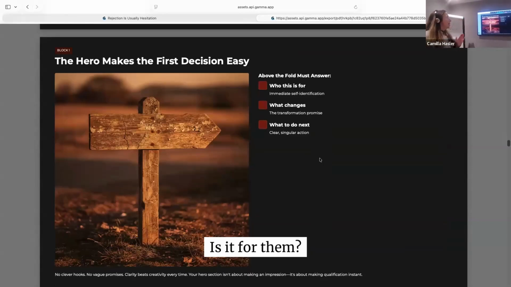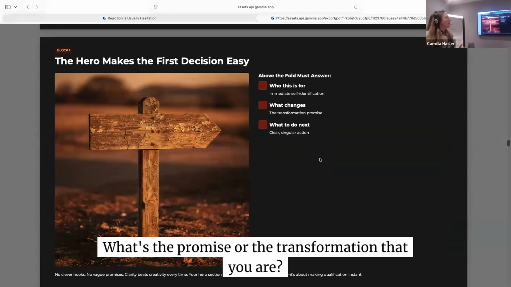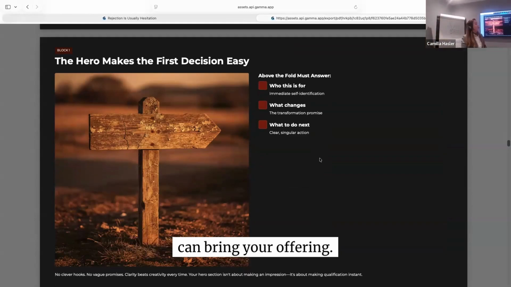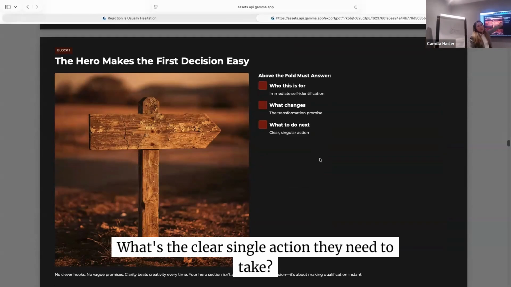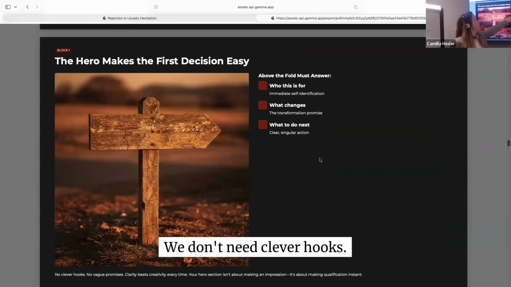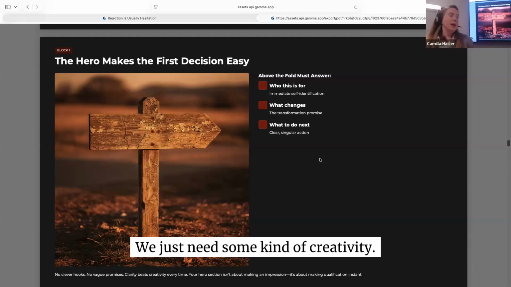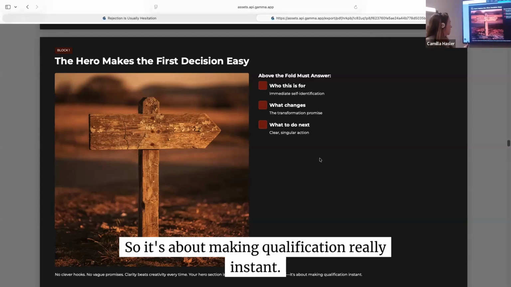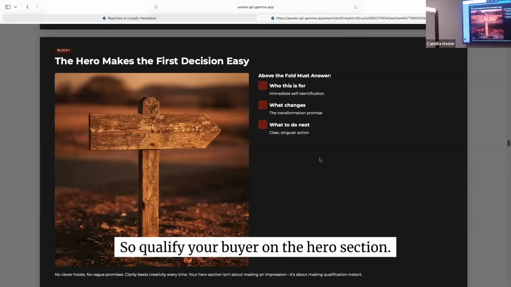Is it for them? Who is this for? What are the changes? What's the promise or the transformation that you're offering? What do they need to do next, right? What's the clear single action they need to take? We don't need clever hooks. We don't need vague promises, right? We just need some kind of creativity. So it's about making qualification really instant, right? So qualify your buyer on the hero section.